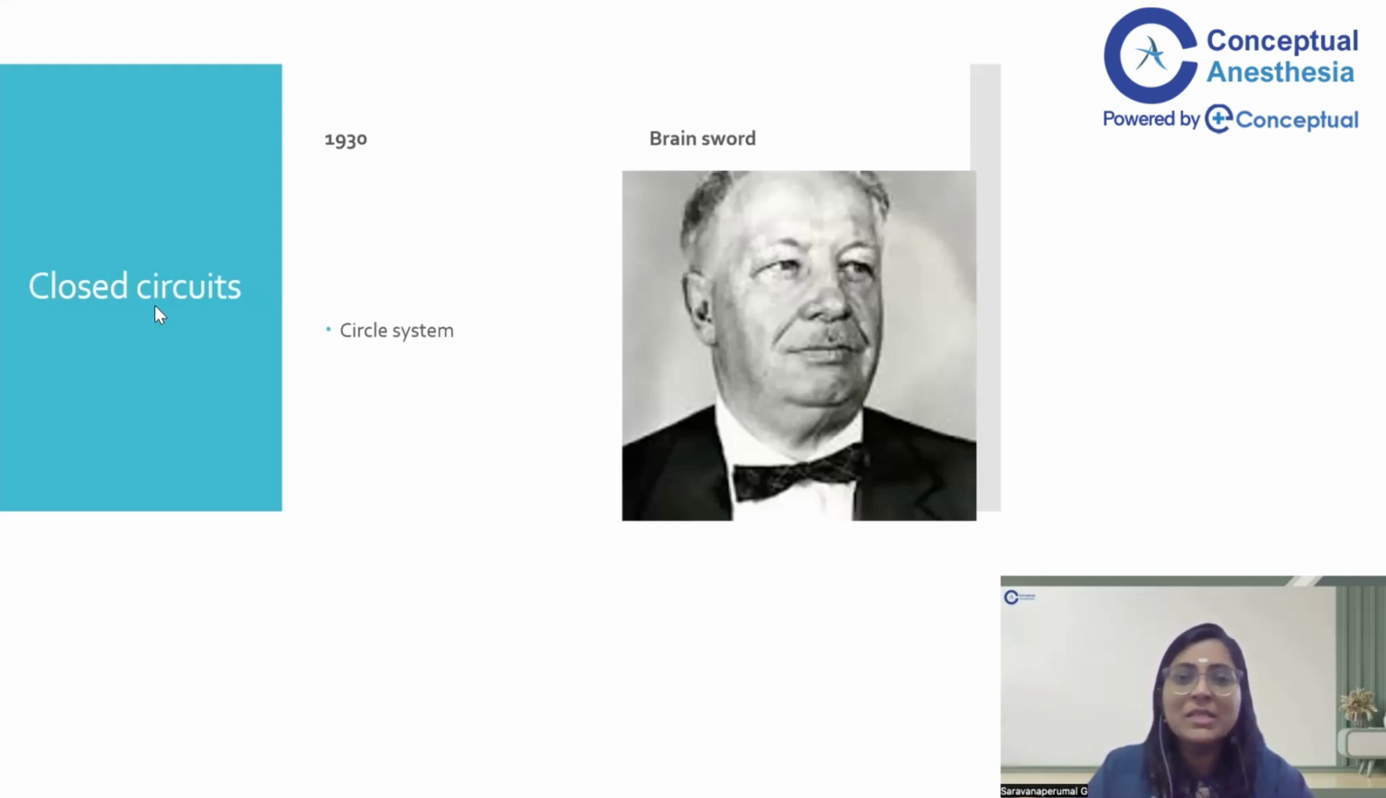And the revolutionary discovery was the Bain circuit, whereby he devised a closed system, a closed circuit. And this closed circuit is being modified and used nowadays with the carbon dioxide absorber. And this person is the person behind it.